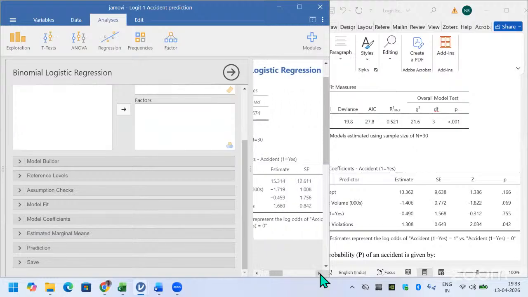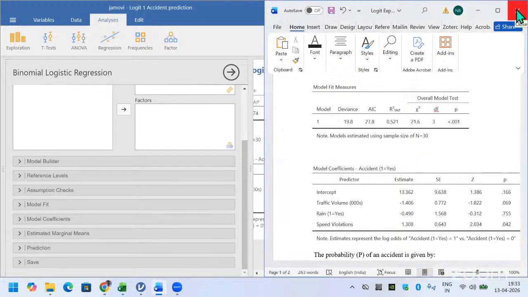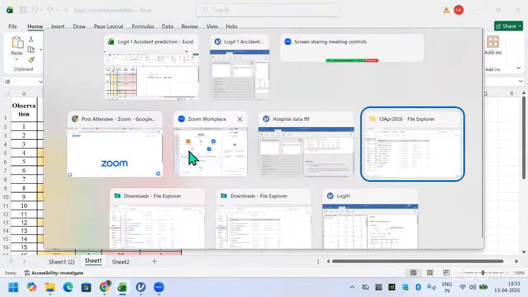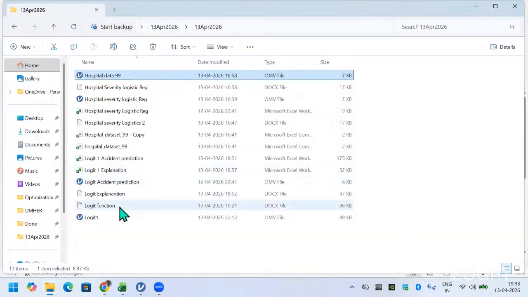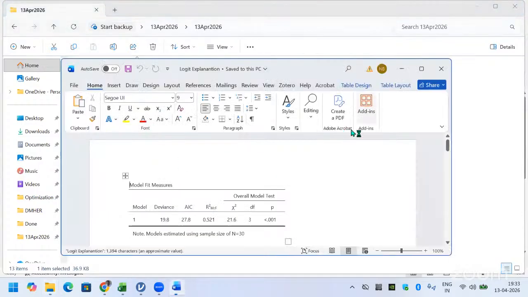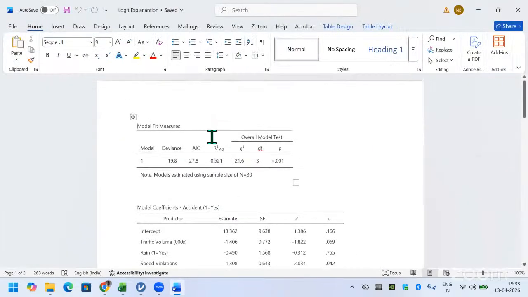One minute. 0.842, 1.66. No, this is not the one. Logistic. I'll try to open that particular output so that I can explain it. Okay, logistic explanation. Yes, this is the overall output. I hope you can see it. I've just copy pasted it here.